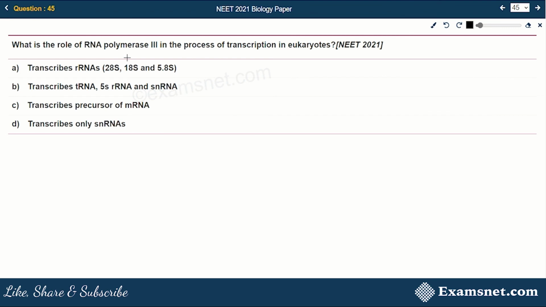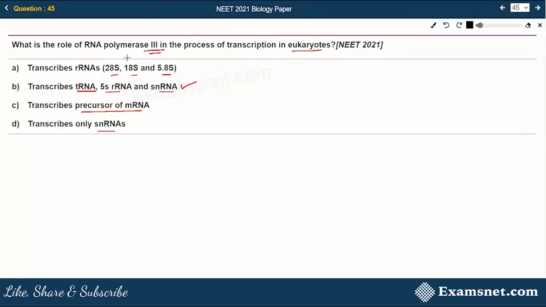Question number 45 is from the chapter Molecular Basis of Inheritance, class 12. And the question is, what is the role of RNA polymerase 3 in the process of transcription in eukaryotes? And the options are: transcribes rRNAs 28S, 18S and 5.8S; then transcribes tRNA, 5S rRNA and snRNA; transcribes precursor of mRNA; or transcribes only snRNA. So the correct option is option B, that is it transcribes tRNA, 5S rRNA and snRNA.